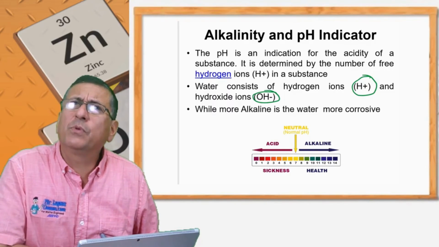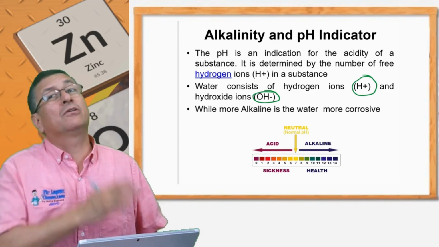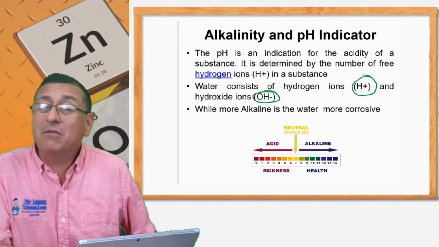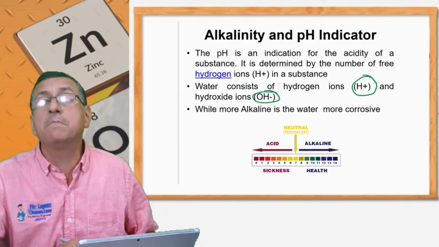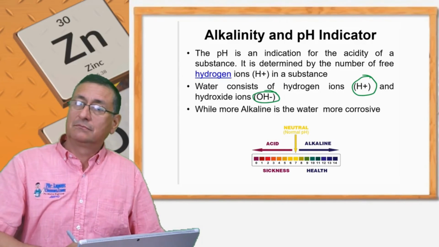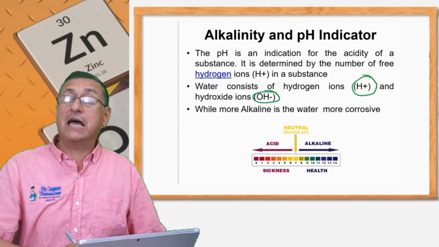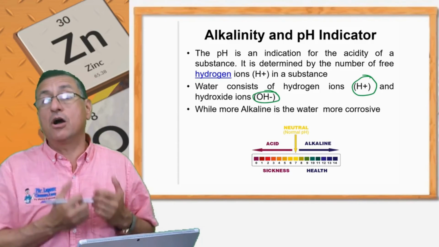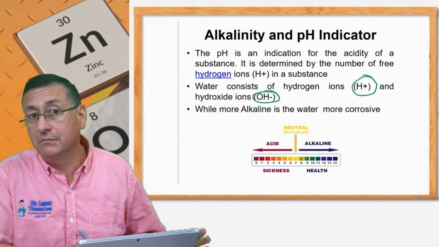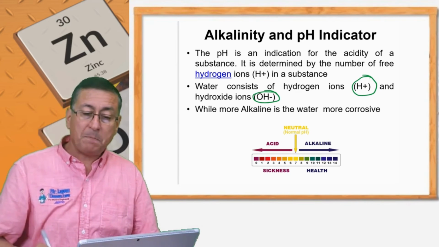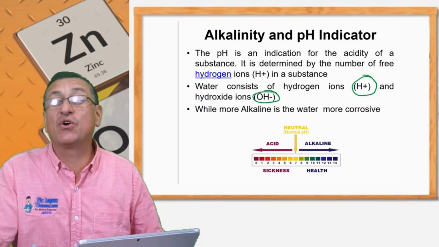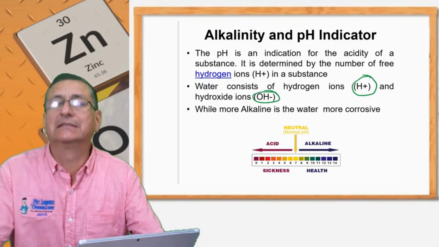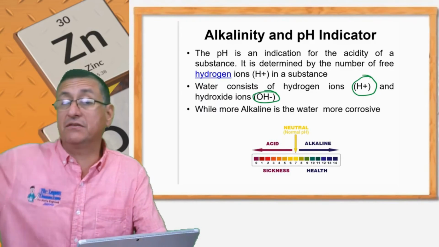Why is the hydrogen positive? Because hydrogen is located in group number 1, and normally hydrogen has a low level of energy, releases the electron and becomes positive. And the hydroxide absorbs and becomes a negative ion. The more alkaline the water is, the more corrosive it is. Yeah? Exactly the same with the acidity.